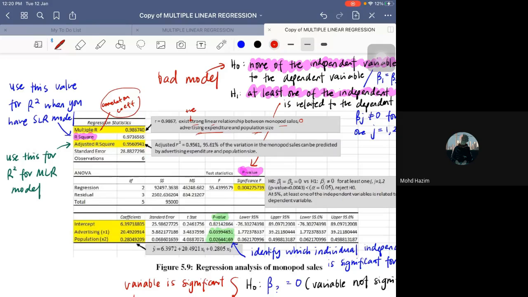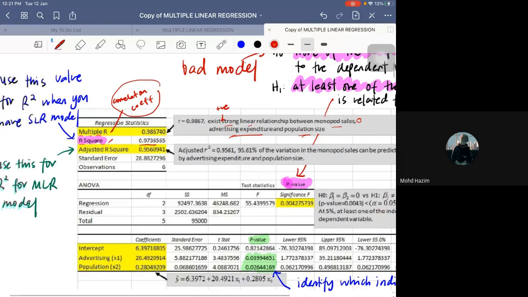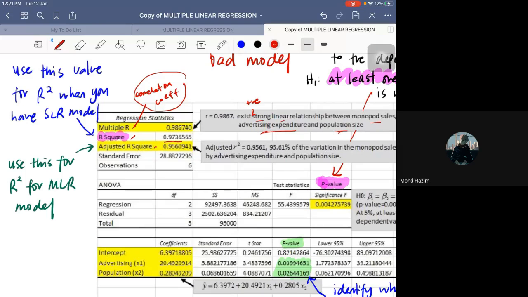And then we have R square. If you notice, we have two types of R square. The first is R square at the top over here, with a value of 0.97365, and the other one is right underneath, which is called adjusted R square. So what is the difference between R square and adjusted R square?